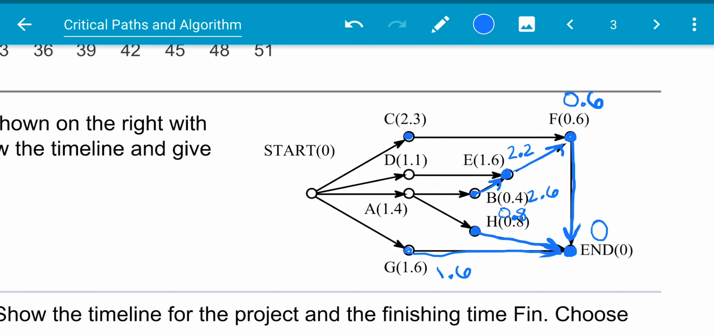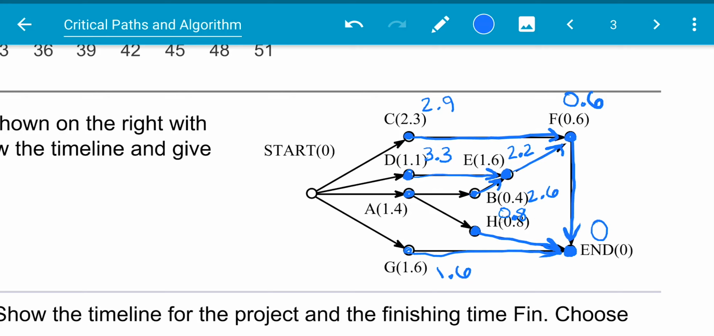Now we have C is 2.3, and the only way we can go is through F to get to the end, so we're going to have 0.6 plus 2.3, which is 2.9. Now we have D, which is 1.1, plus, the only way we can go is 2.2, so we're going to have 3.3. And then A, we have two choices.